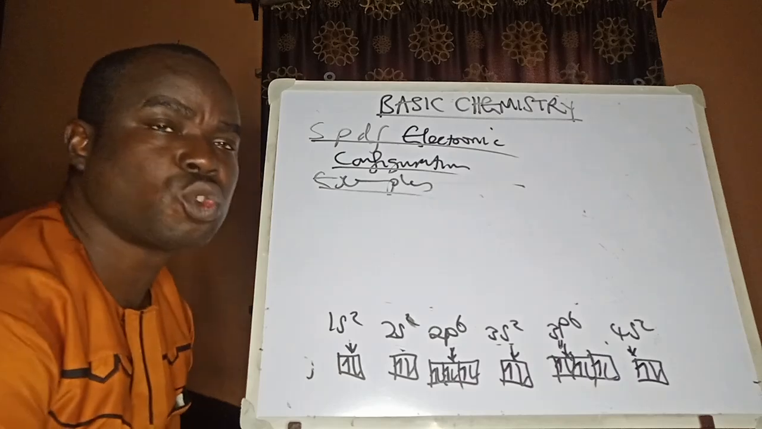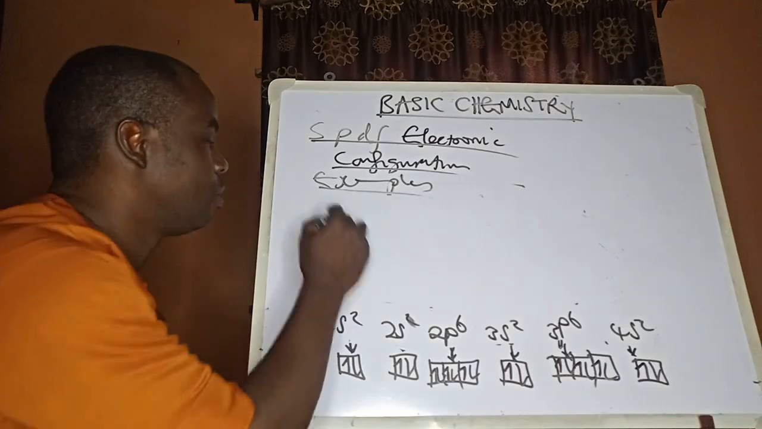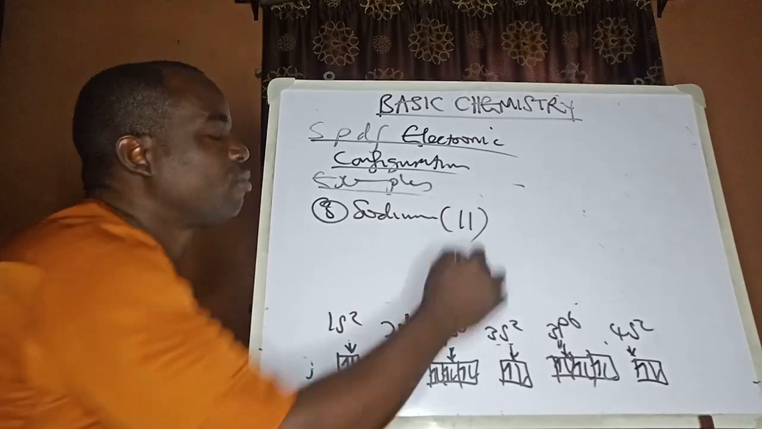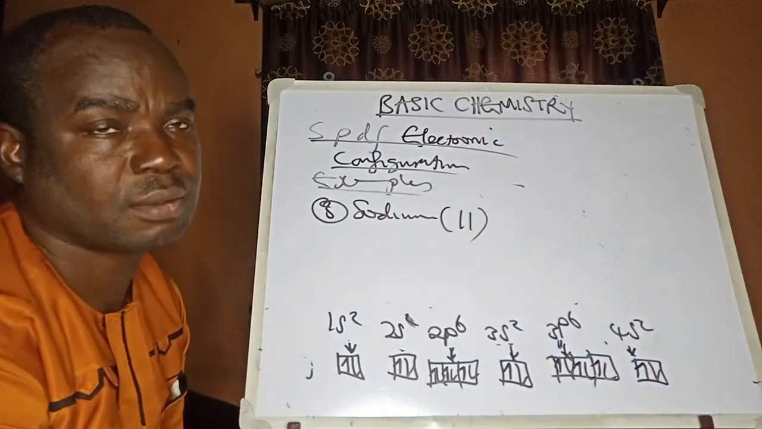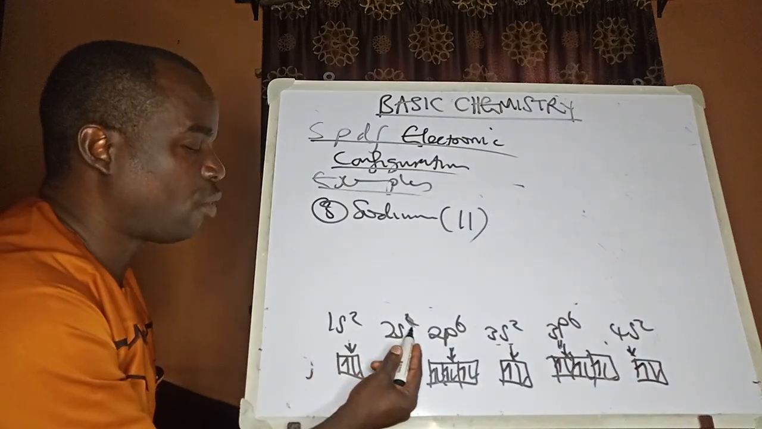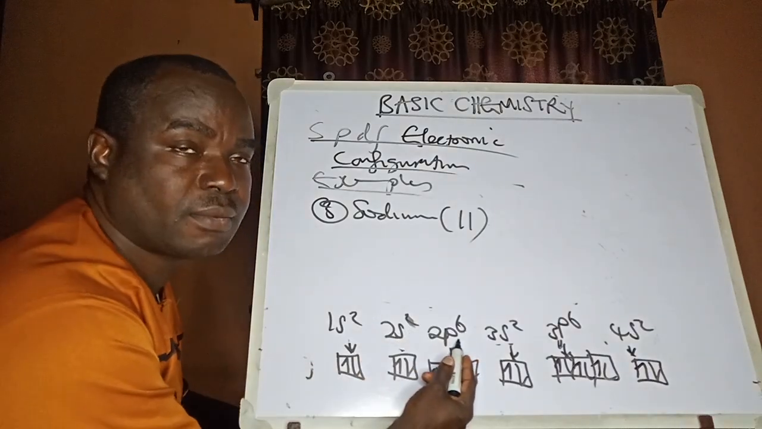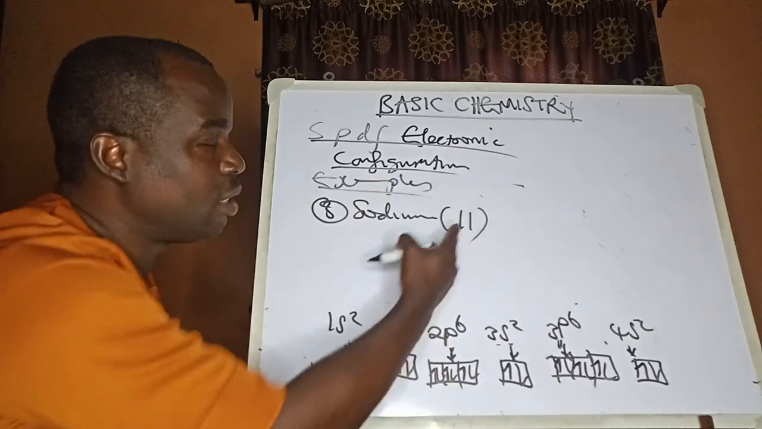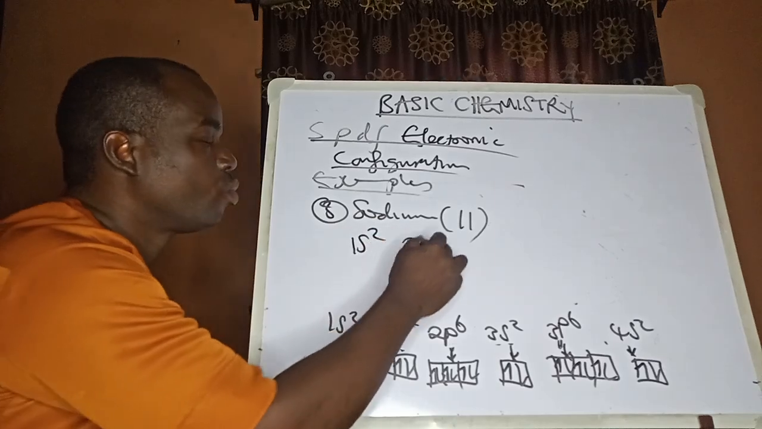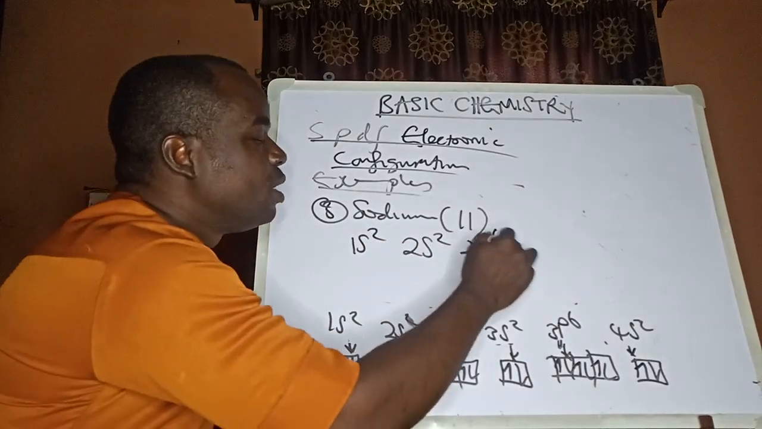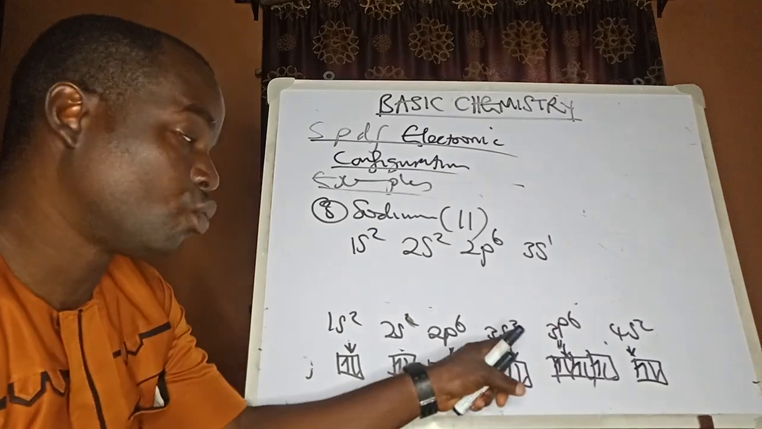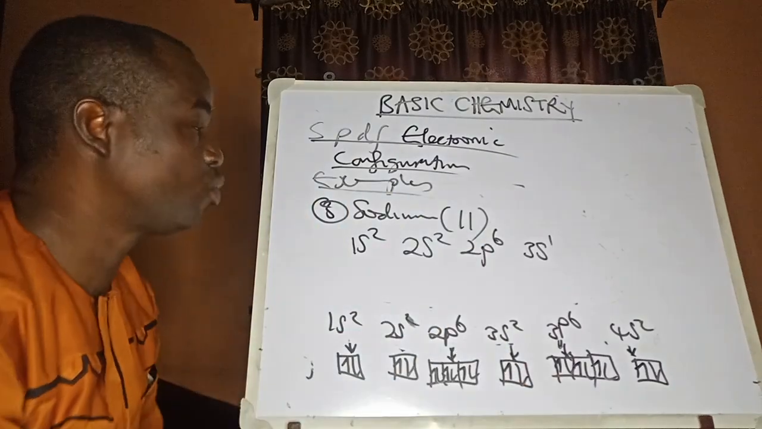Let's do sodium. Sodium is number 11 in the periodic table, right? Number 11. So we have 2 plus 2 is 4. 4 plus 6 is 10. I need 1 left to make it 11. So I come here and pick only 1. So I have 1s2, 2s2, 2p6, 3s1. So you see why I didn't pick 2 now. I picked 1 so that it will be 11. Now let's draw it.